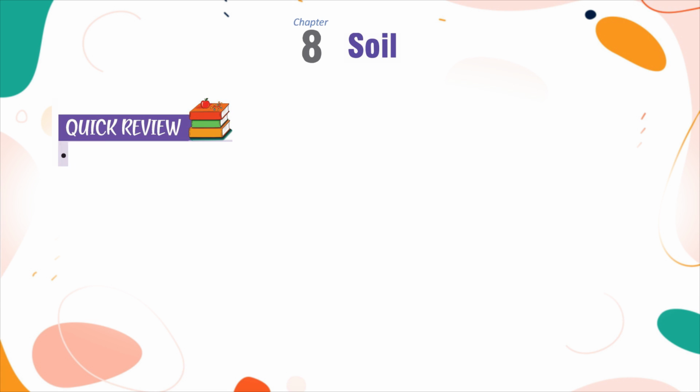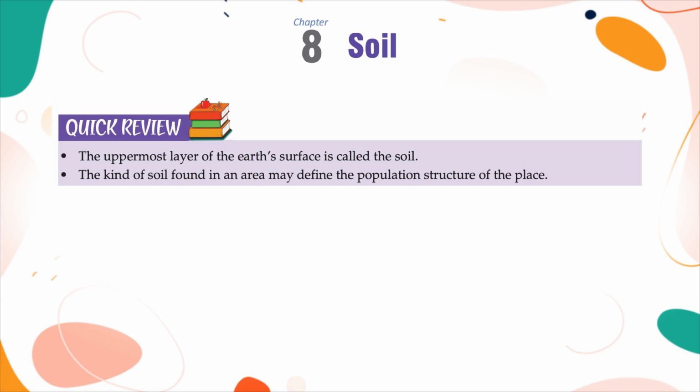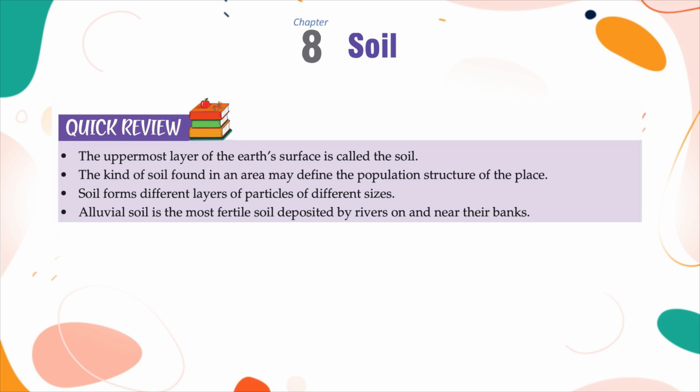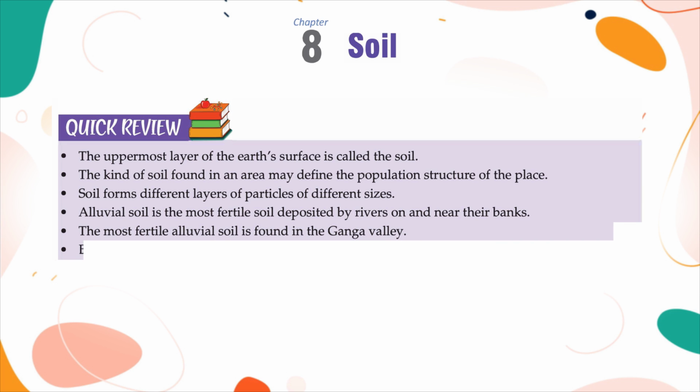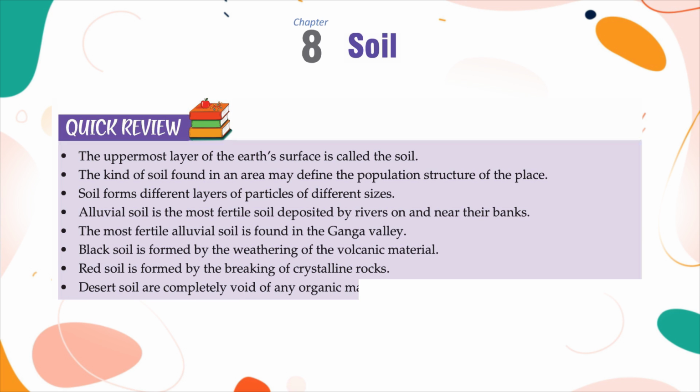Quick review. The uppermost layer of the earth's surface is called the soil. The kind of soil found in an area may define the population structure of the place. Soil forms different layers of particles of different sizes. Alluvial soil is the most fertile soil deposited by rivers on and near their banks. The most fertile alluvial soil is found in the Ganga Valley. Black soil is formed by the weathering of the volcanic material. Red soil is formed by the breaking of crystalline rocks. Desert soil is completely void of any organic matter.